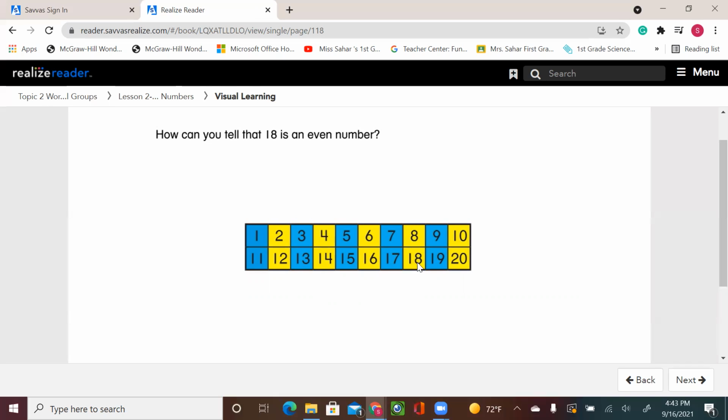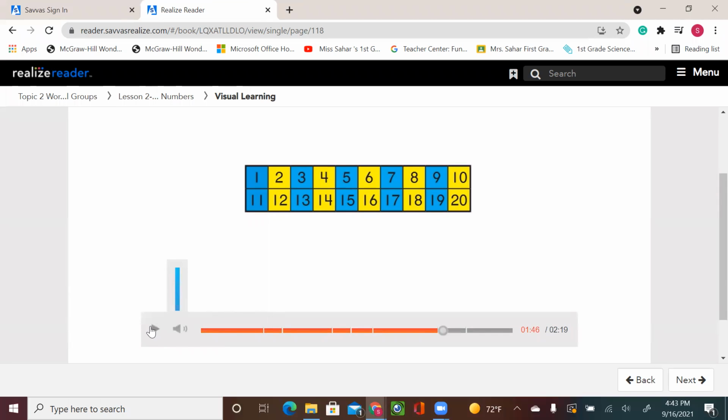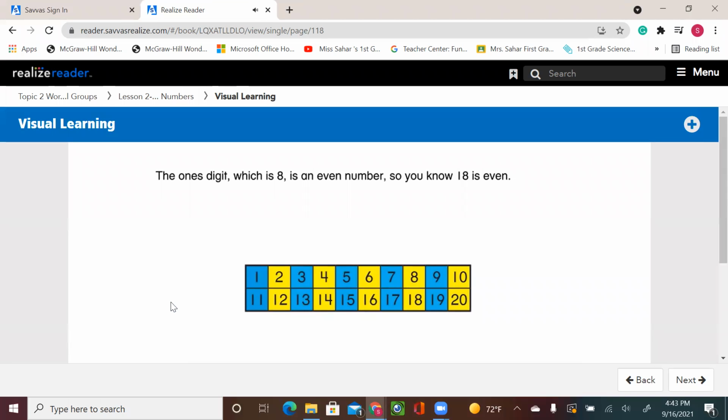Because the ones digit is 8, and I know 8 is an even number because I can split 8 into two equal parts. The ones digit, which is 8, is an even number, so you know 18 is even.